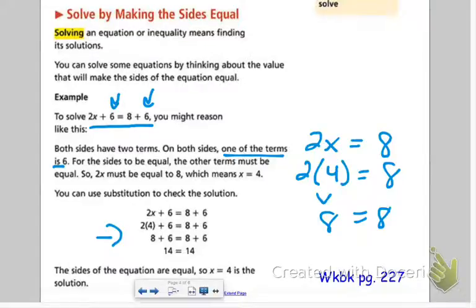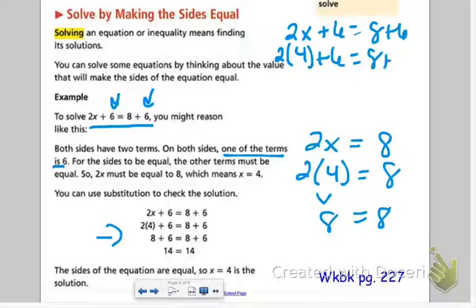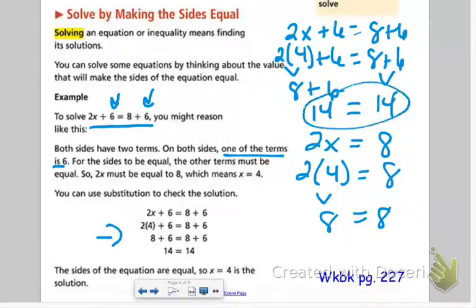So let's go back to the original equation. The original equation was 2x plus 6 equals 8 plus 6. If we put the 4 in where the x was, if I do the substitution step, I'm going to have 8 here, and 8 plus 6 equals 14. And of course on this side I'm going to have 14. And you can see that both sides are equal. The sides of the equation are equal, so x equals 4 is the solution.